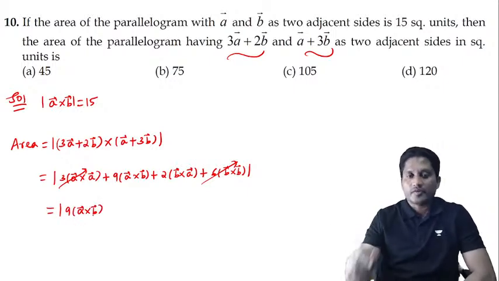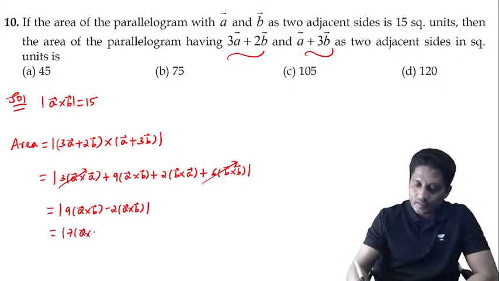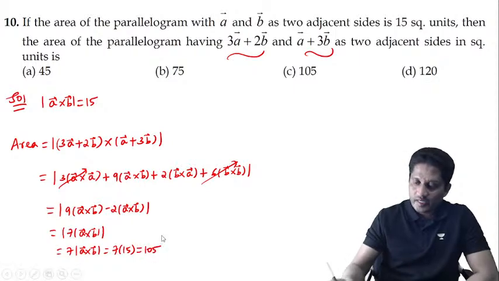Now A cross B, if you take minus common, this is minus of B cross A. If you take minus common, this is A cross B. Now this will be equal to 7 times A cross B. Okay, so now this is equal to 7 times mod of A cross B. Now according to the question, A cross B is given as 15. 15 into 7 is 105. Answer is option C.